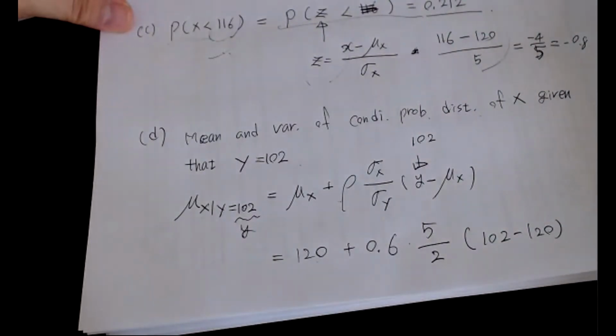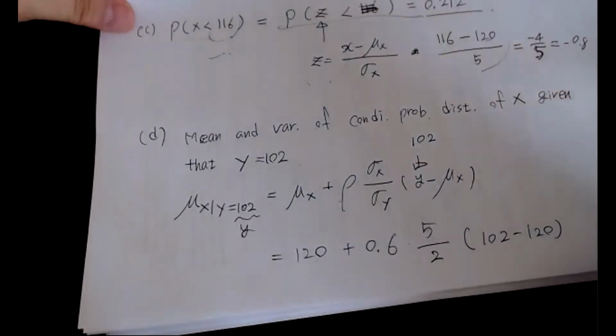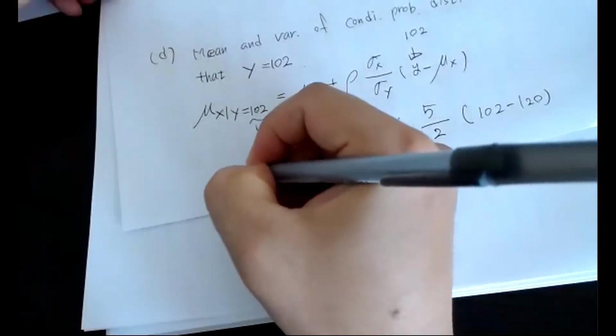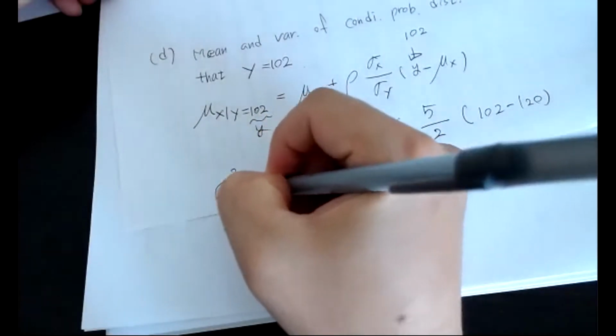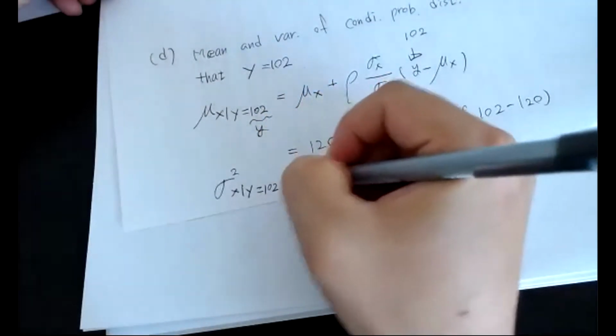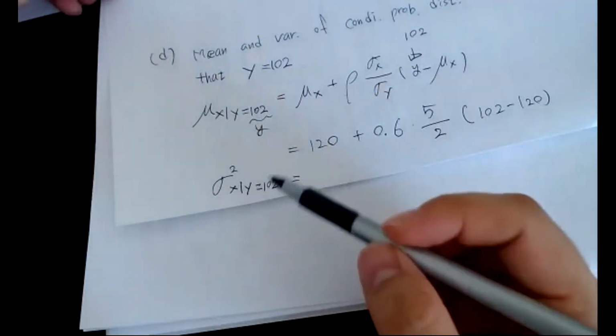So next question. Similarly, we can find the variance of X given y equal to 102. You can calculate this by looking at the formula, so let me skip it. And then also E. Give me a second.